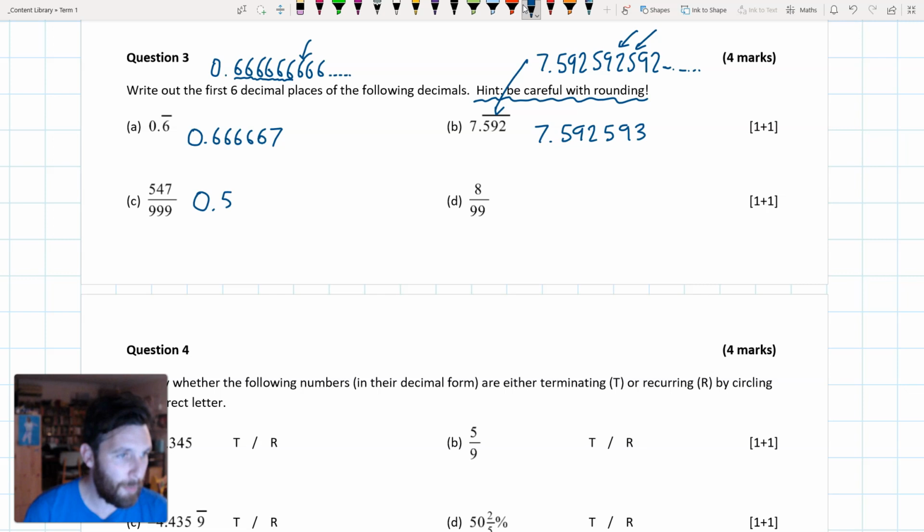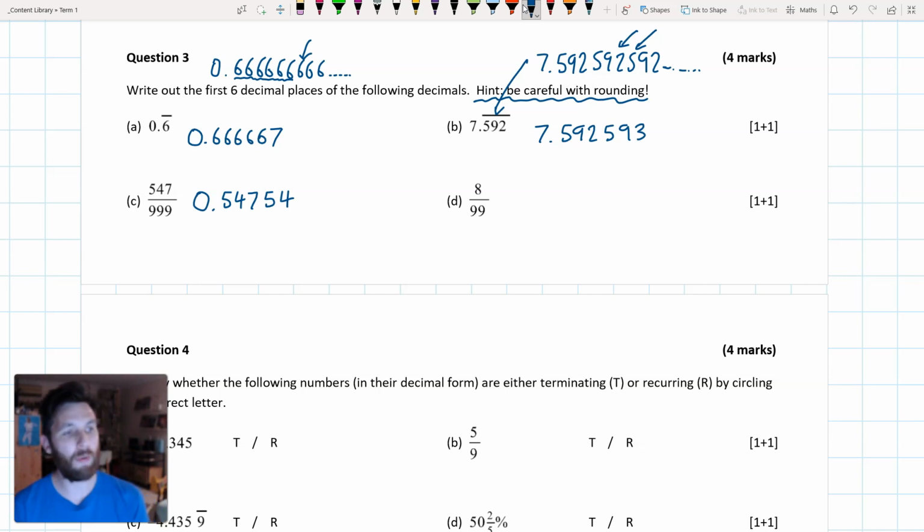So we'll start off with 0.547 and then 5, 4. And then we think, well, the next digit's going to be 7. Do we leave it as a 7 or round it up to 8? But then we think, well, the next digit is going to be a 5, so we do need to round that up to an 8.